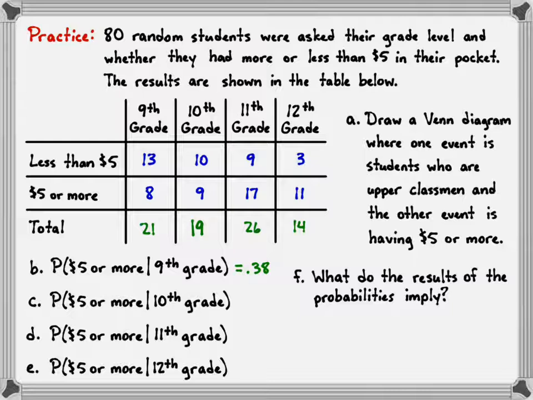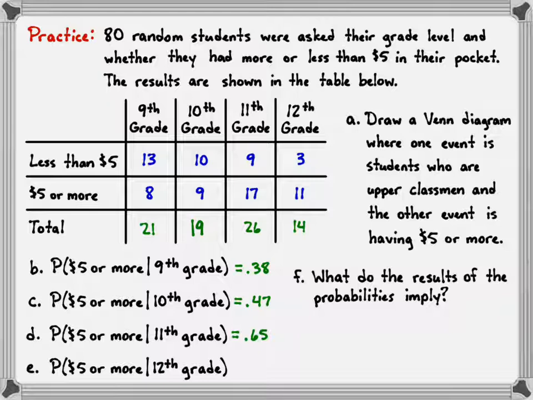For C, what's the probability of having more than $5 given that you're a 10th grader? That means our sample space is 19, and our event space is the 9 inside of the 19. So it'd be 9 out of 19, which is 47%. And then D, what's the probability of having more than $5 given that you're an 11th grader? So our sample space is 26, and our event space would be the 17 inside the 26. So 17 out of 26, which is 65%.